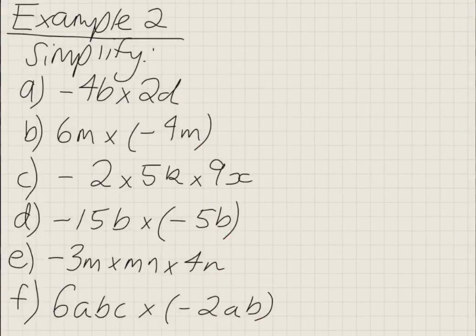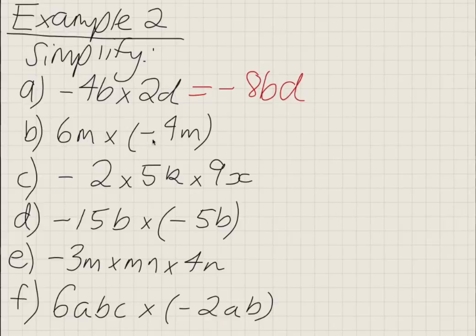Example 2, simplify, introducing some of the negatives now. Minus 4 times 2, we have one negative, one positive. We'll give our answer as negative. 4 times 2 is 8, and BD. So writing the letters there in alphabetical order.